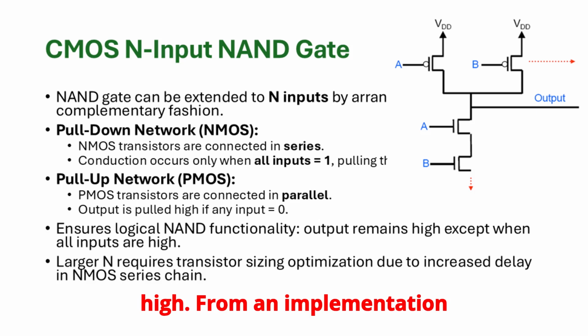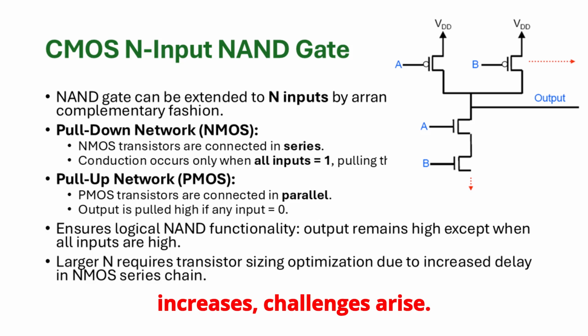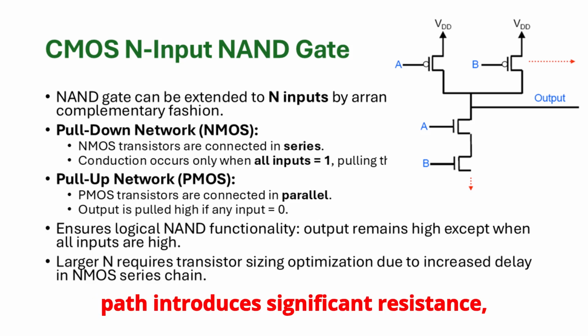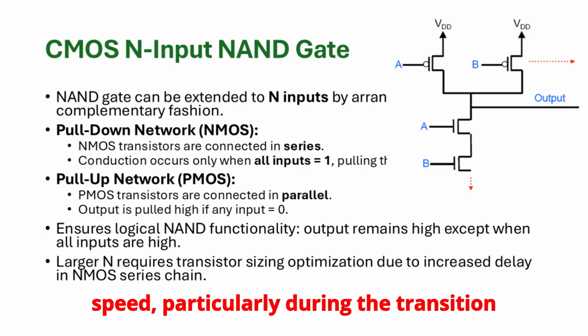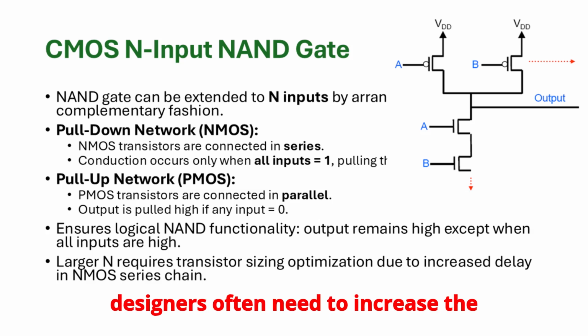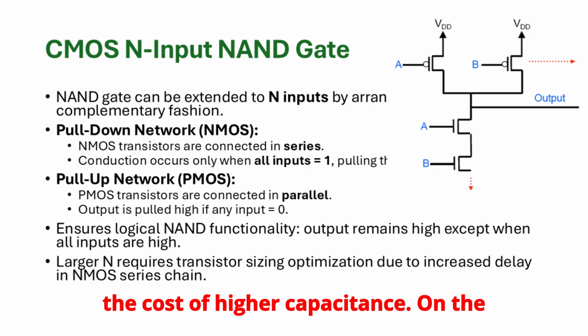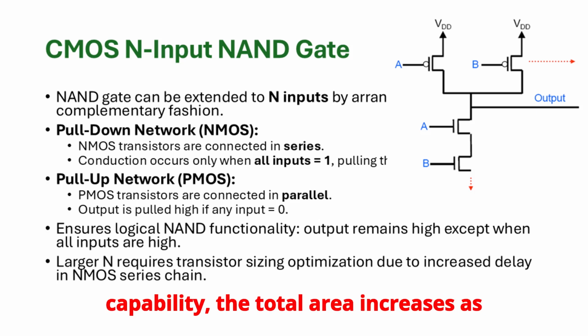From an implementation standpoint, as the number of inputs increases, challenges arise. The series NMOS chain in the pull-down path introduces significant resistance, which directly impacts the switching speed, particularly during the transition from high to low. To compensate, designers often need to increase the width of NMOS devices, but this comes at the cost of higher capacitance. On the PMOS side, while the parallel configuration ensures strong pull-up capability, the total area increases as more devices are added.